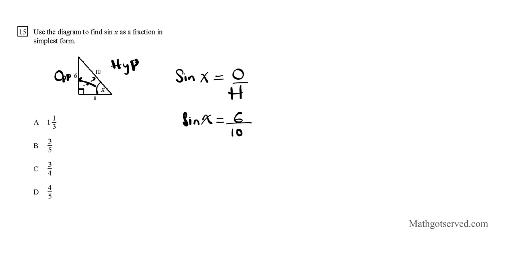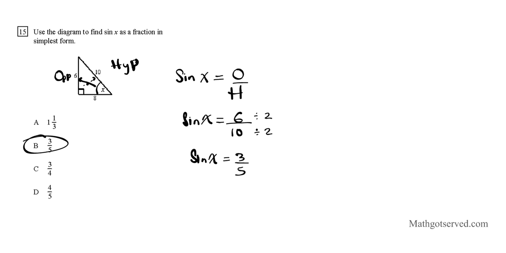All right, moving along. Number 15 says use a diagram to find sine x as a fraction in simplest form. So I want to find what sine x is. For sine, we know this is the angle, so this is going to be opposite. And this is going to be the hypotenuse because it's opposite the 90-degree angle. So sine x is opposite over hypotenuse from SOHCAHTOA. So sine x is going to be opposite, which is 6, over hypotenuse, which is 10. So we can divide top and bottom by 2. So sine x equals 3 over 5. So the answer is option letter B.